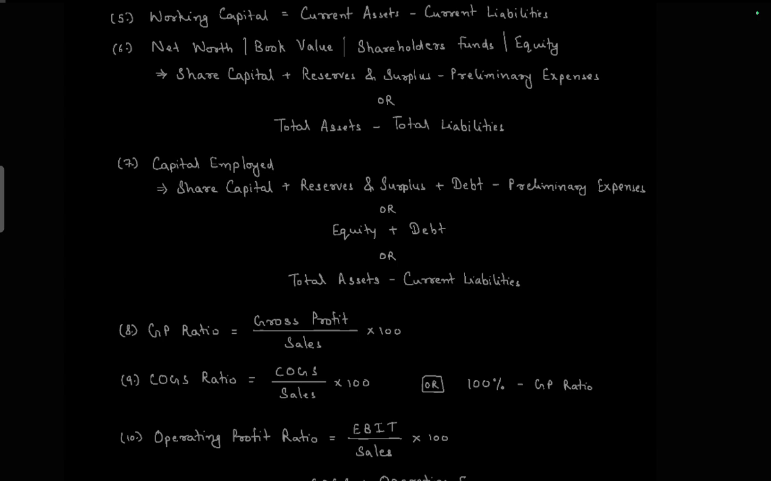Capital employed. What is capital employed? Some money is put in by the owner: share capital plus reserve surplus plus debt minus preliminary expenses. Someone has invested something to get this business running. What are such investments? Share capital plus reserve surplus plus debt. I got a loan for the business, that is also included. Minus preliminary expenses: before starting the company, I had incurred some expenses. Those preliminary expenses are to be removed.